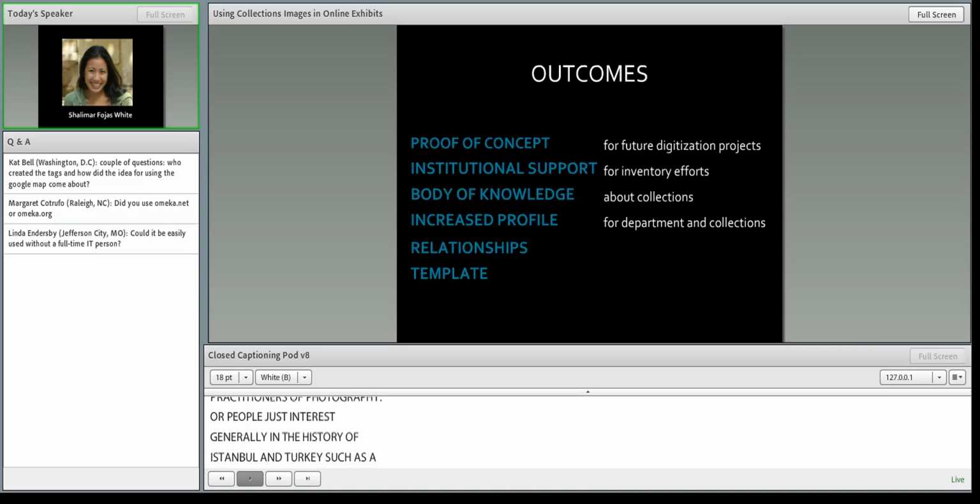So let's see, I think we have a couple of questions, so I might take a short break here. Did you use Omeka.net or Omeka.org?